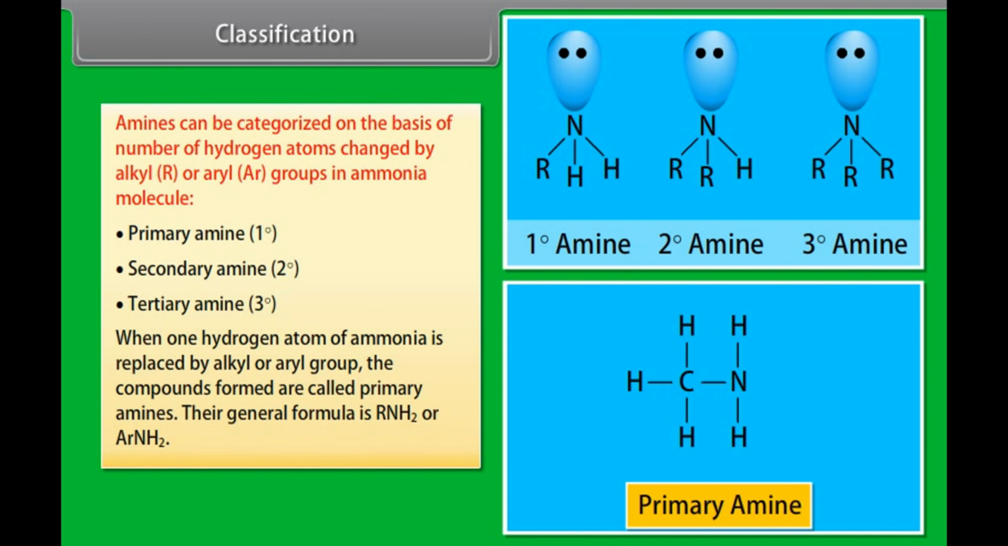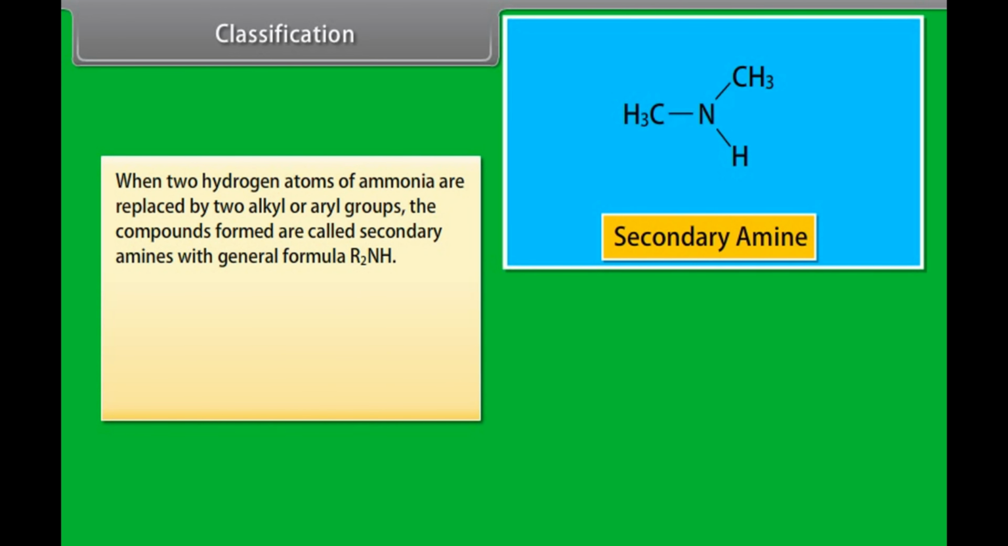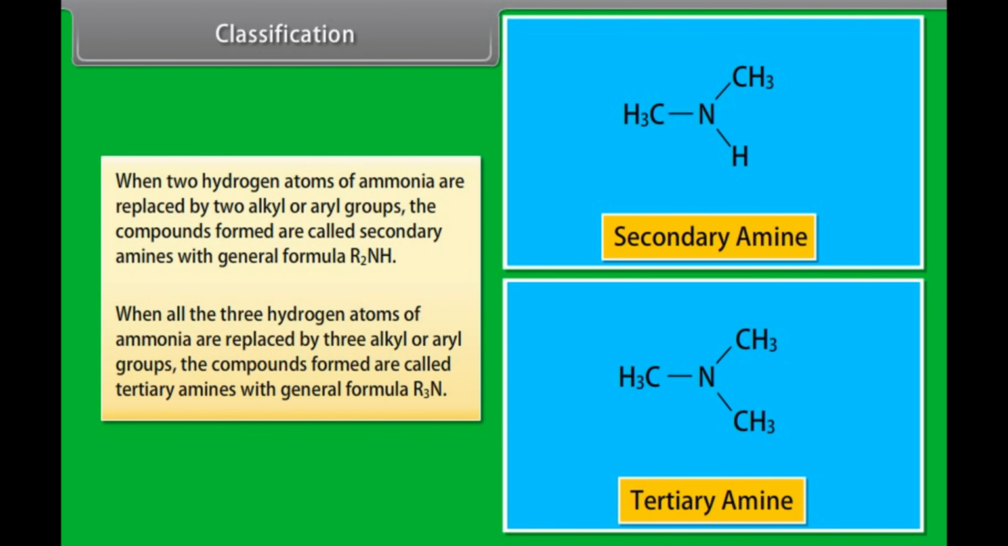When one hydrogen atom of ammonia is replaced by alkyl or aryl group, the compounds formed are called primary amines. Their general formula is RNH2 or ArNH2. When 2 hydrogen atoms of ammonia are replaced by 2 alkyl or aryl groups, the compounds formed are called secondary amines with general formula R2NH. When all the 3 hydrogen atoms are replaced by 3 alkyl or aryl groups, the compounds formed are called tertiary amines with general formula R3N.